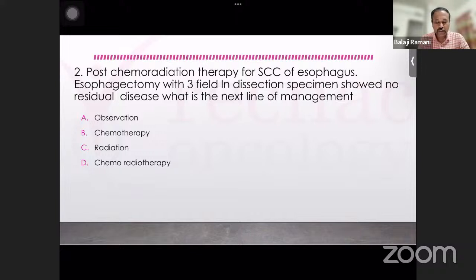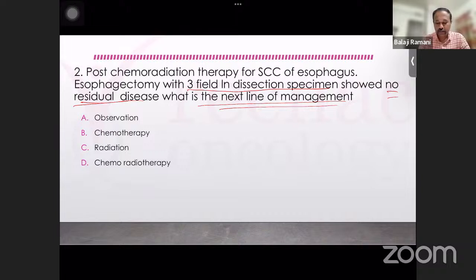Right. Now, post chemo radiation therapy for squamous cell carcinoma of the esophagus, esophagectomy with lymph node dissection is done. There is no residual disease. What is going to be the next line of management for this patient? Is it observation? Is it chemotherapy? Is it radiation? Or is it going to be chemo radiation therapy?